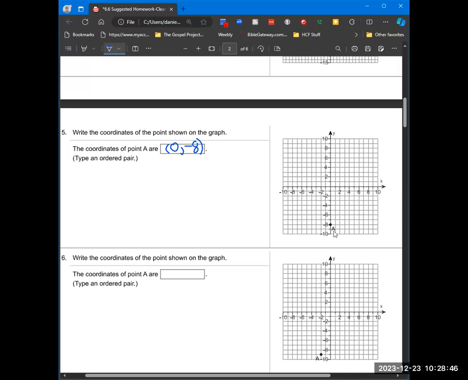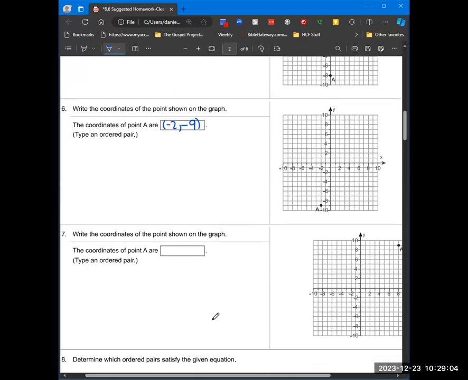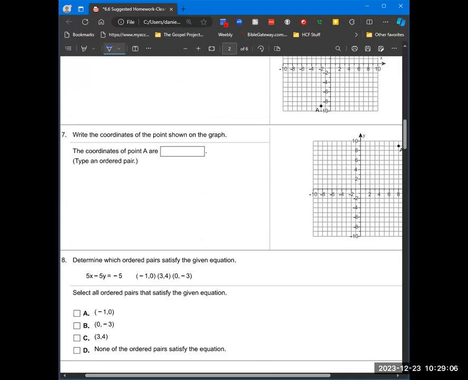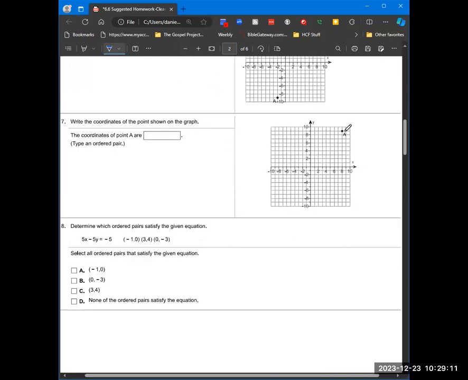This one over here is at negative 2 for x and negative 9 for y. And then we have a point. I have to zoom my paper out a little bit so you can see it. That's up here in quadrant 1, and it's at 8, 9.